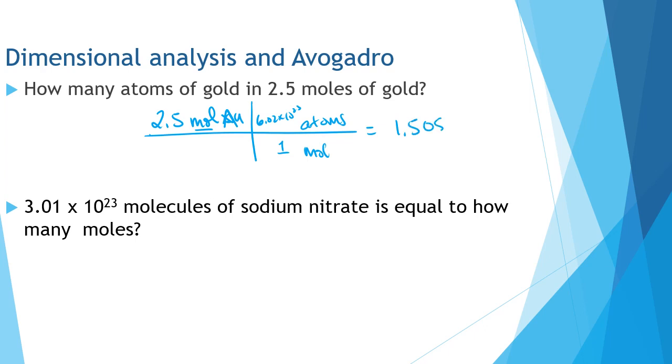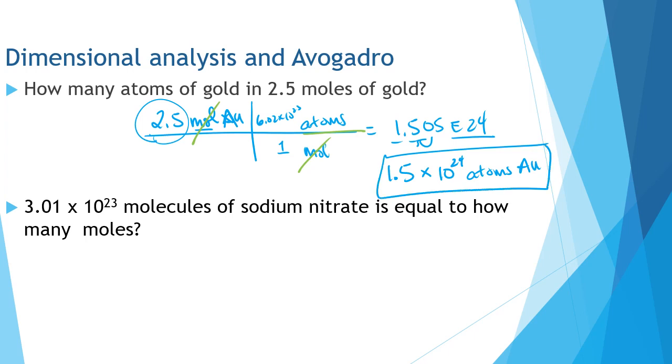1.505 E24, says my calculator. 2 things. I'm going to check my sig figs. I'm going to keep 2. 1, 2, that 0 leaves that 5 as 5. So 1.5. E24 means times 10 to the 24th power. And my unit label, moles, cancels out. I'm left with atoms on the top. So my unit label is atoms of gold. Good? All right.